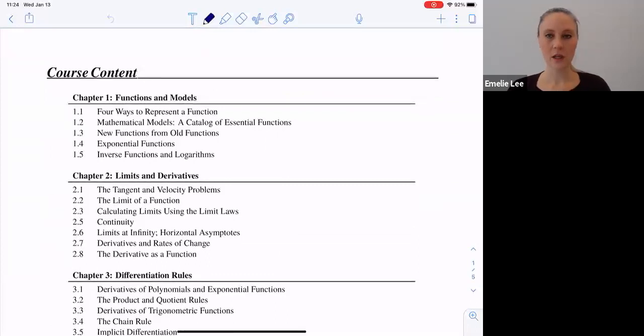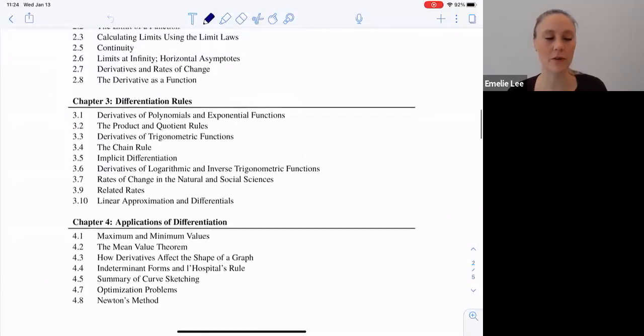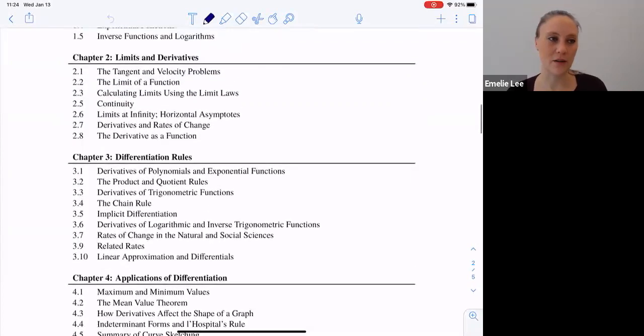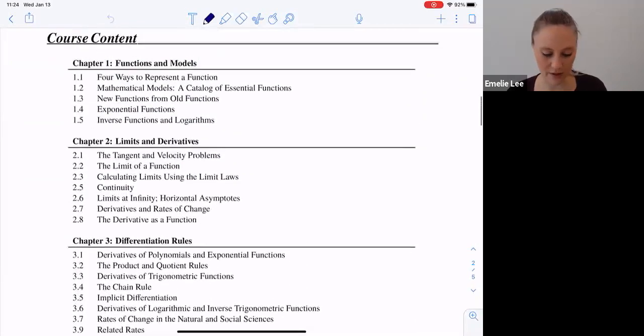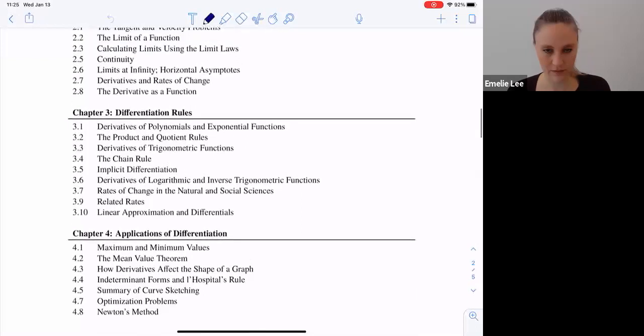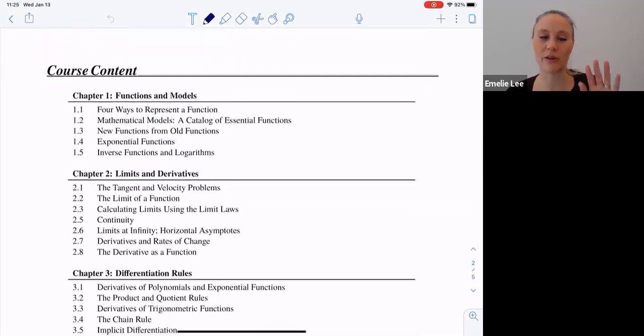So we're going to go through the majority of chapters 1, 2, 3, and 4 for this course. There are a couple of sections that I've cut. They're optional. In the interest of time and to be able to do chapter 1 as well, I just cut, for example, 3.8 and 4.6. But otherwise we're just going to go through in order.